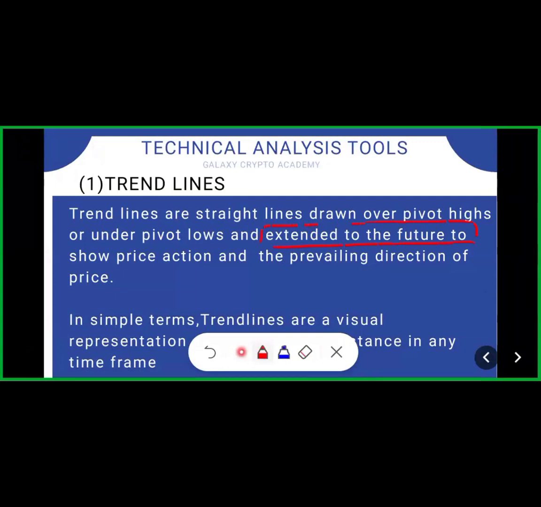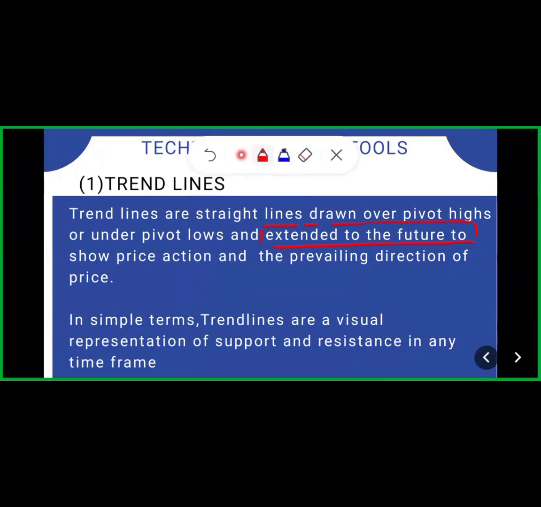All right. So that is the most important thing when you're dealing with trend lines. You must draw your trend lines and then extend them to the future, because what you're predicting is the future price movement, not the recent, not the previous. All right.